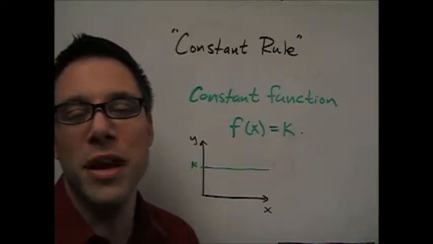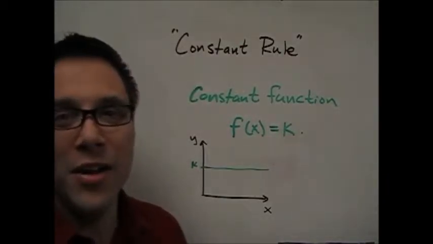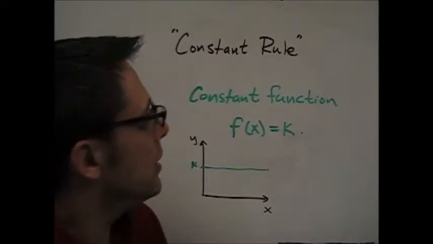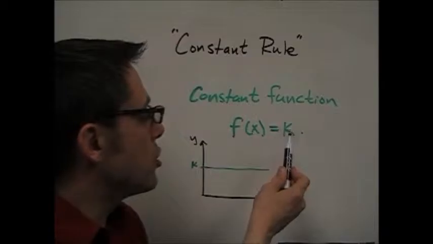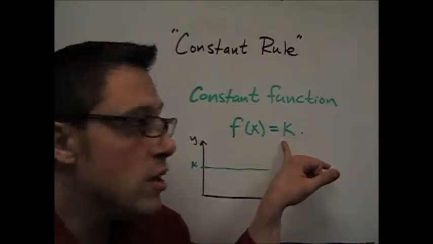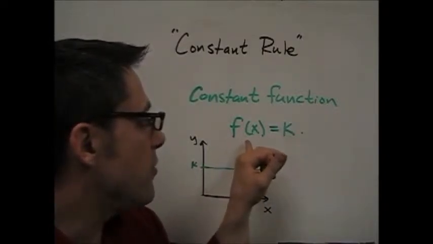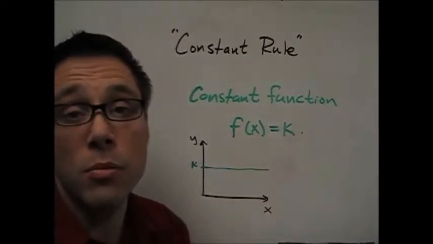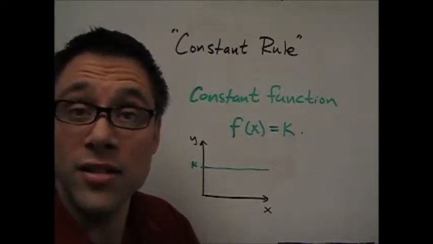The first very basic shortcut rule is called the constant rule. And really it's very simple. That is that if we have a constant function, a function that is always equal to some constant, k happens to be a real number. That is, we can write this as f of x is equal to k. That means that no matter what x is, my output is always the same. It's k. It's some particular value.